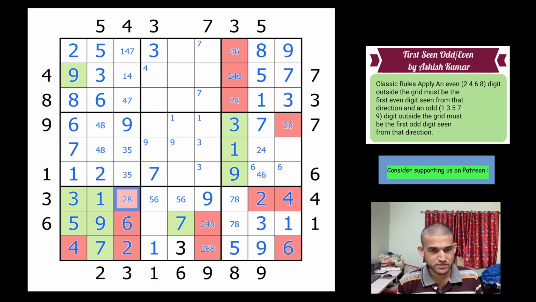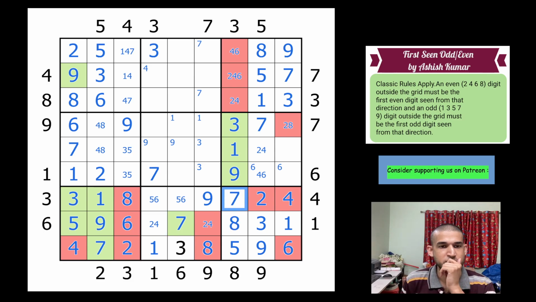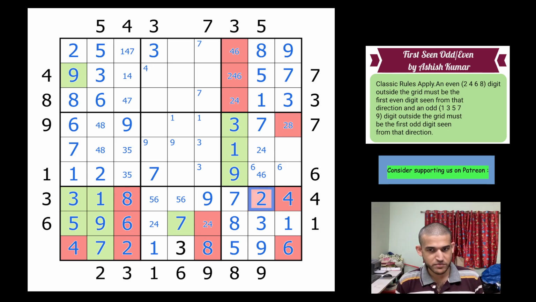That is 6. That is 2. That is 8. 2, 4. This is also 2, 4. And now this can be resolved. That's 8 and that's 7. Wow. So 2 here gives me a 4, 6. That 4 resolves this. 8, 4. And this is 2 or a 5. This is a 5 or 8.